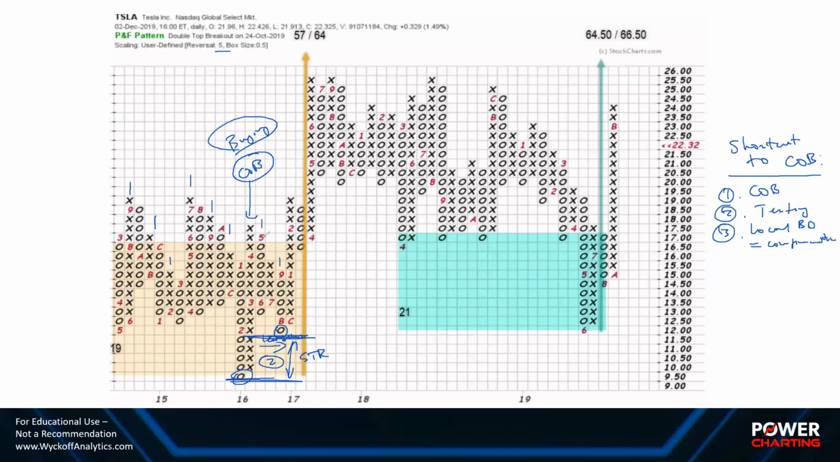Now you could do this in 2 ways. You could have a downsloping resistance, and here is your breakout number 1. And here is your second breakout, number 2. So you have 2 confirmations that now we're switching from the trading range environment into the uptrending environment. The same in the second trading range.